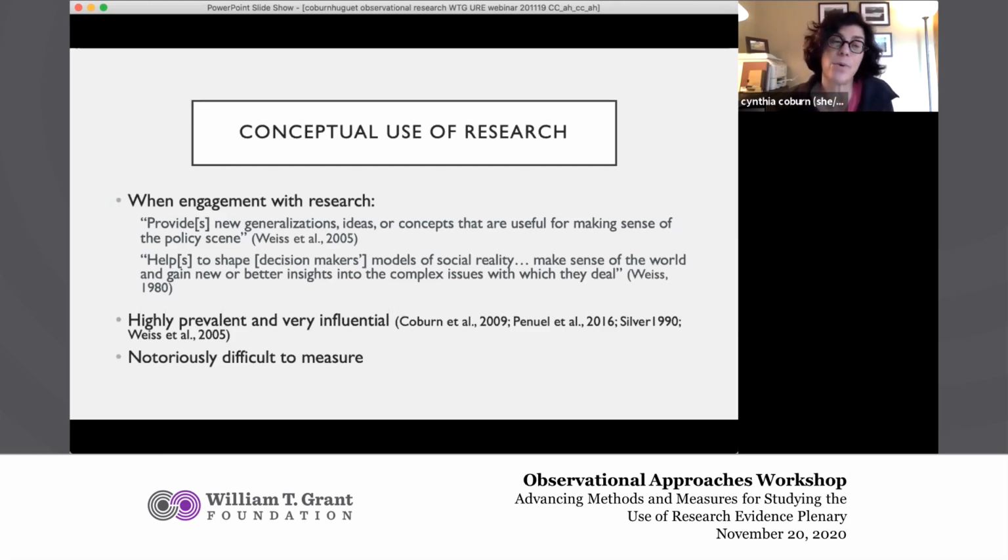It helps them make sense of their world or gain new or better insights into the complex issues with which they deal. Fabian's example was a perfect example of that, which is the research on how teachers teach like they were taught. It's not called out, but it shapes the way that person thinks about the nature of teacher learning. It's a great example of conceptual use. Prior studies have shown that it's highly prevalent and very influential, and it's notoriously difficult to measure for some of the reasons that came up when we discussed that example earlier.